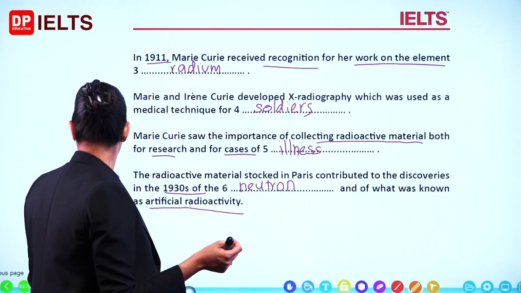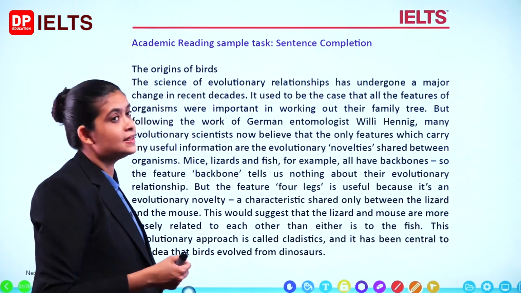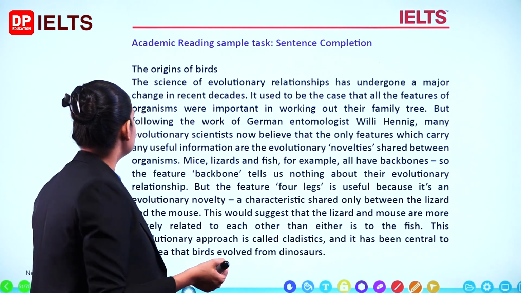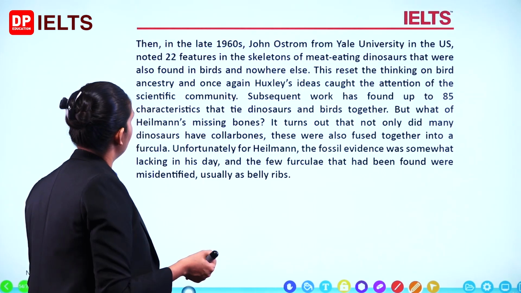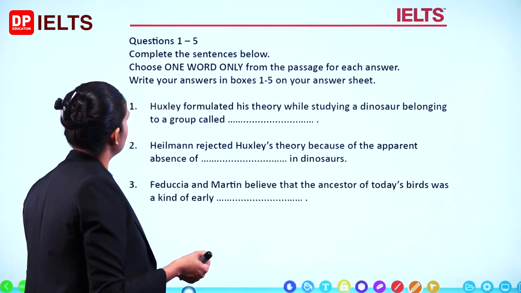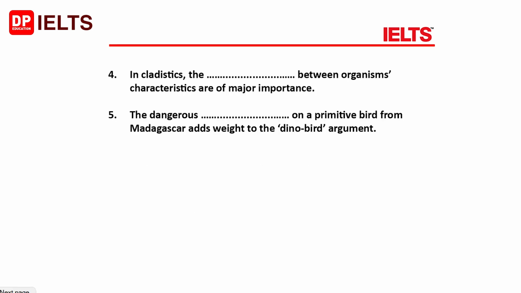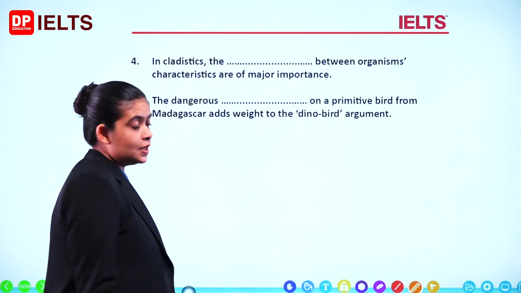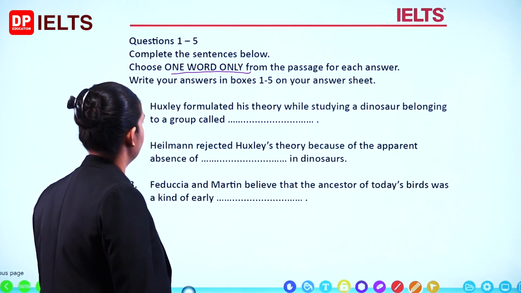answers, right? Okay. Academic reading task, sentence completion. So this is about the origins of birds, okay? And we have to find the answers and complete the questions. Again, we have to use one word only and we have to answer 5 questions. Okay, so let's find the answers for these 5 questions.